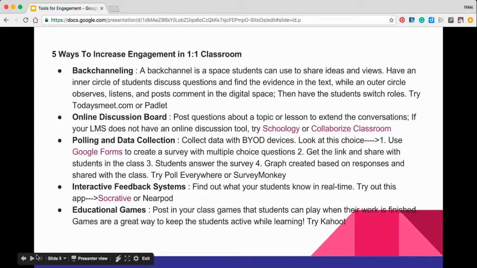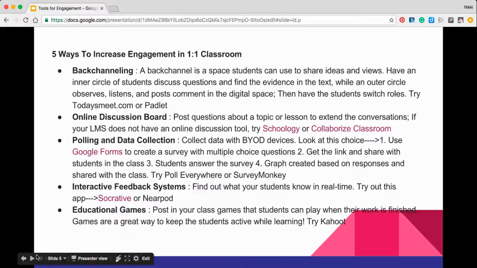So back channeling. A back channel is a space students can use to share ideas and views. They have an inner circle of students discuss a question, find the evidence in the text, while you have this outer circle of students who are observing, listening, posting comments in digital space. Then you're going to have those students switch roles and try the other part that you asked them to do.